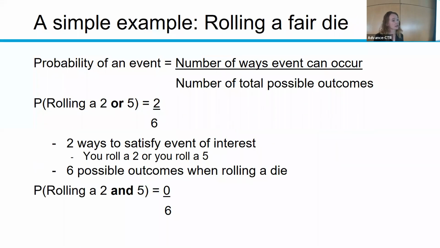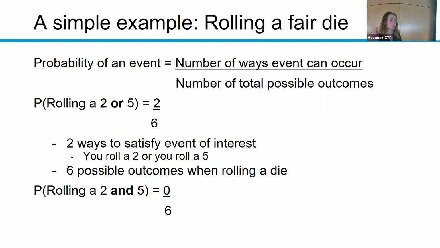Let's extend that a little bit further. Keeping in mind this formula, I want to first also introduce you to some probability notation. This P, parentheses, rolling a 2 or a 5, that's how we write the probability of rolling a 2 or a 5 if we're rolling a fair die. When we're rolling a fair die, we know that there's 6 total possible outcomes. So for any probability that we write about the outcomes of rolling a fair die, the denominator, the number on the bottom, is going to be 6. And the number on top is going to pertain to whatever we are interested in.